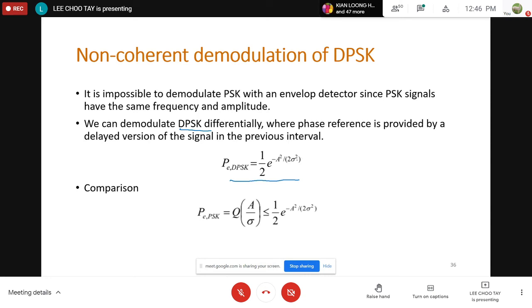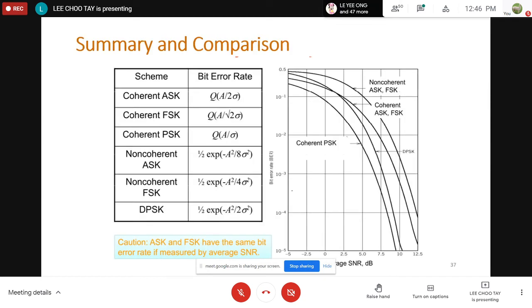Now we compare with the coherent detection for PSK. You see that again, DPSK performs slightly worse as compared to PSK. This is for coherent detection, and this is for non-coherent detection. This slide shows you the comparison in a graph, as well as the bit error rate in a table.